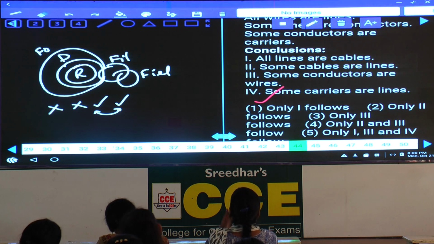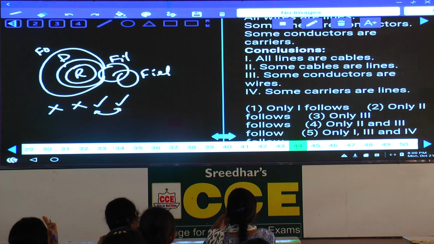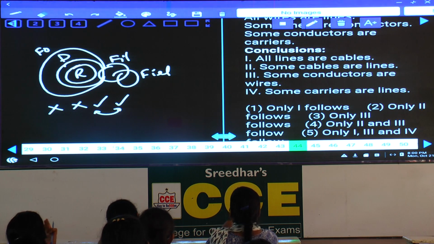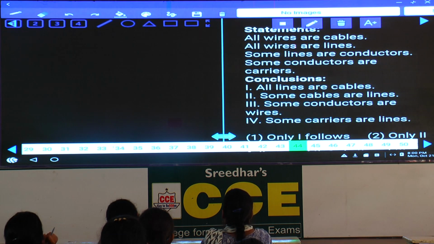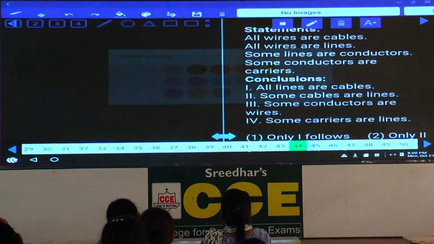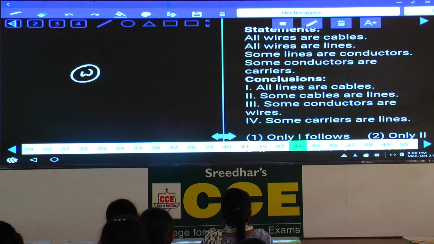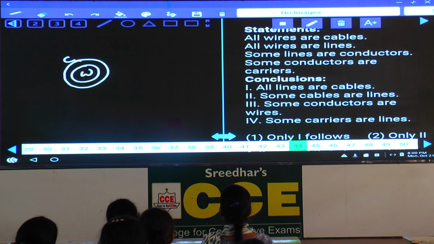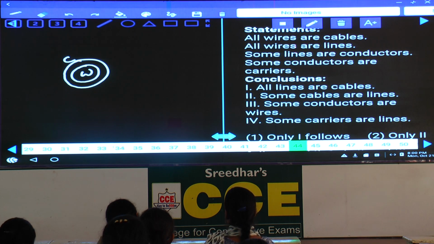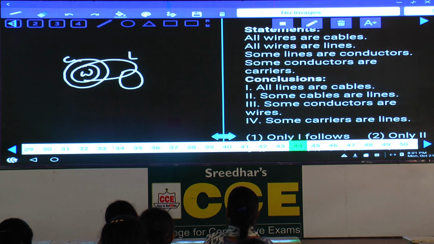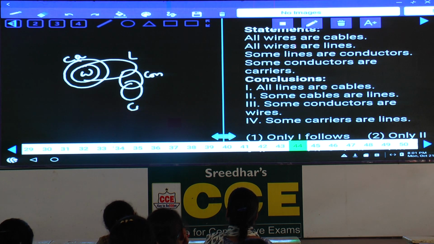Then question number 44. Now in this 44, all wires are what? All wires are cables. All wires are lines. That means all wires are lines. And some of the lines are conductors. Now these are conductors and these are cables. And some conductors are carriers. Now these are the conductors which are carriers.